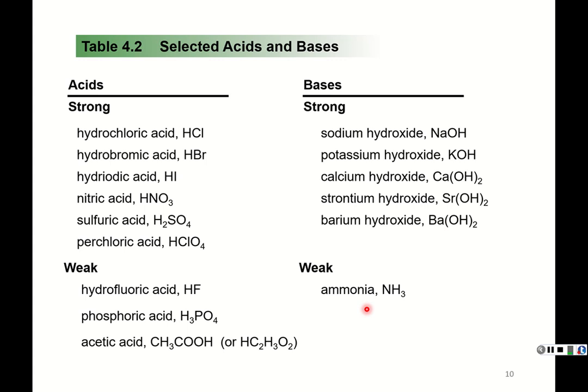There are weak bases too, and they usually contain nitrogen. So ammonia is the classic example, but you can have carbon compounds that have an NH2 or an NH3 in them, and those are considered bases as well.